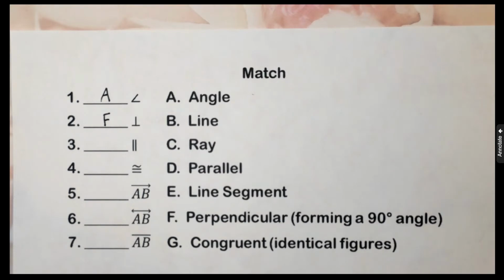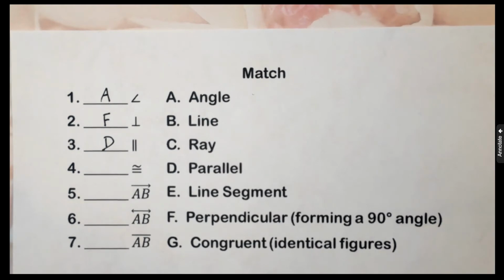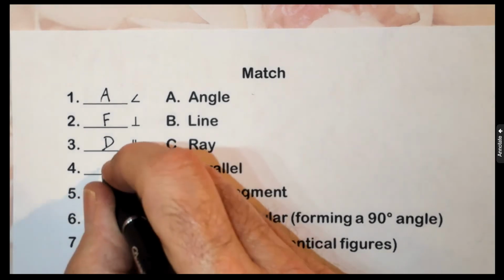For the symbol that looks like an 11 in number 3, that's the symbol that replaces the word parallel, when two lines never intersect but are in the same plane. The next symbol looks like an equal sign with a wiggly on the top, and that is the symbol for congruent. Congruent means you have figures that are identical. That is choice G.